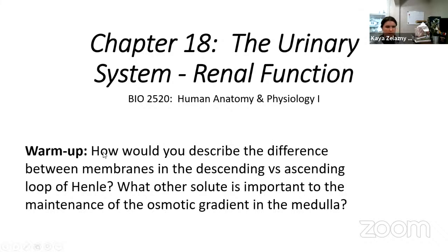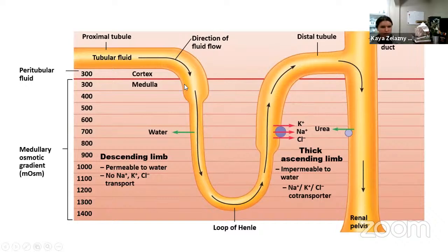Okay. So a better drawing looks something like this, right? Water coming out of the descending limb, so it's permeable to water, but it's not transporting any of our solutes, sodium, potassium, chloride ions. Our thick ascending limb is transporting all of those things, right? But it is not permeable to water. It's impermeable to water.